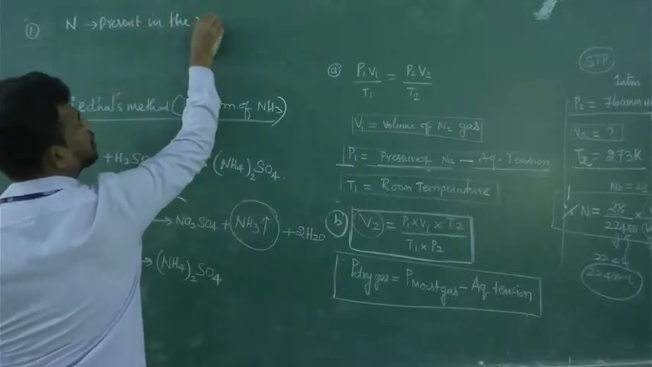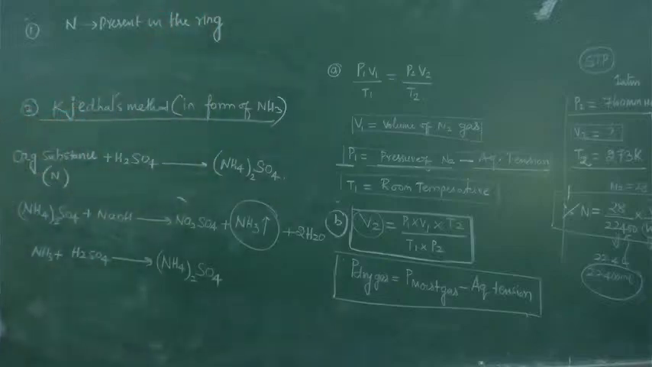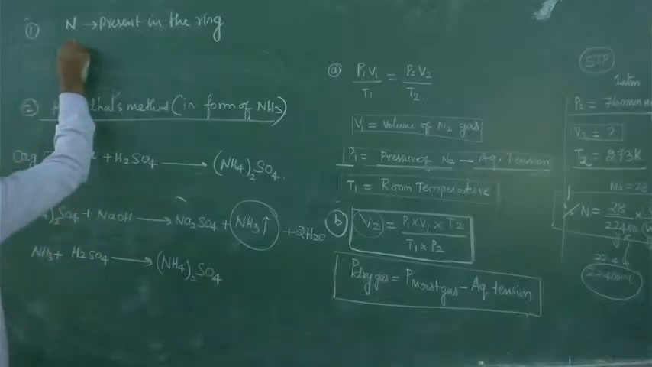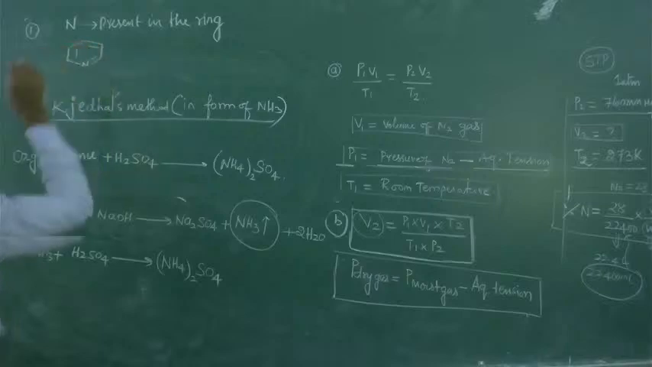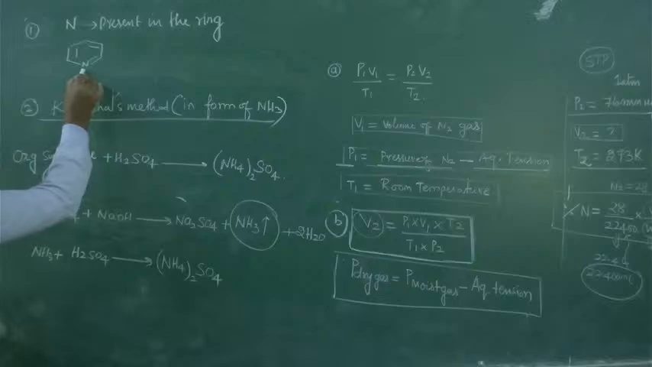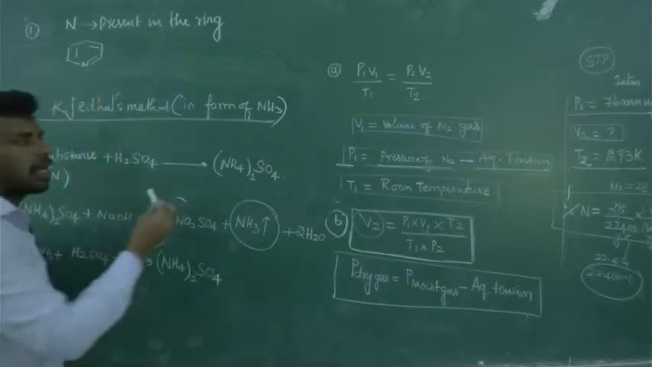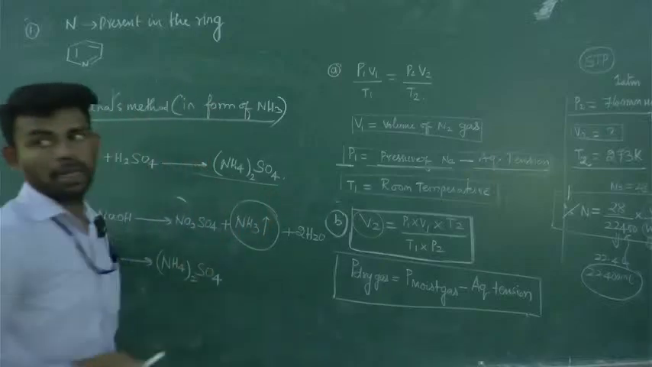Present in the ring. If a nitrogen ring is present, you cannot estimate the nitrogen. For example, you take this compound. If the ring is present, can you estimate it? You cannot estimate it, because it will not change into ammonium sulfate.